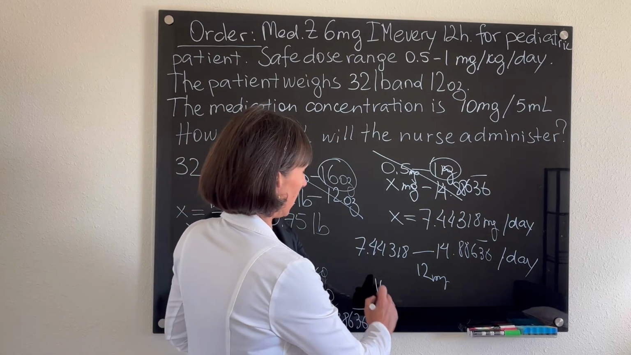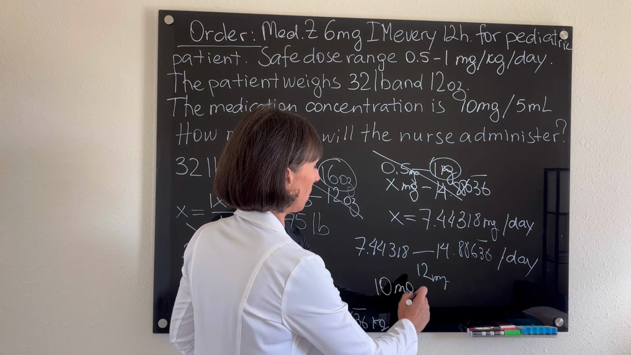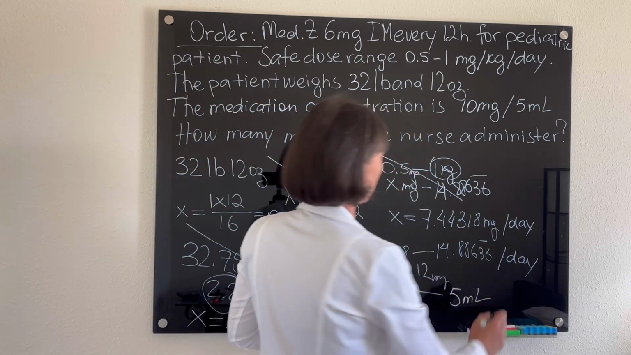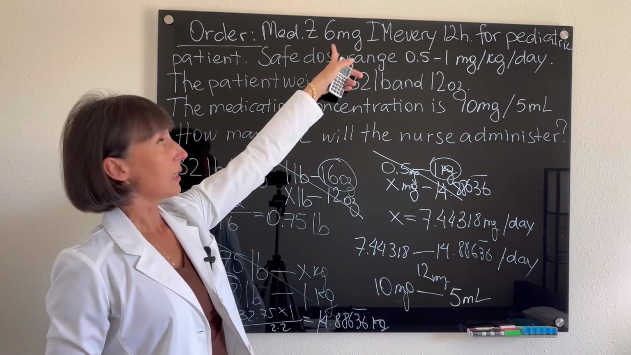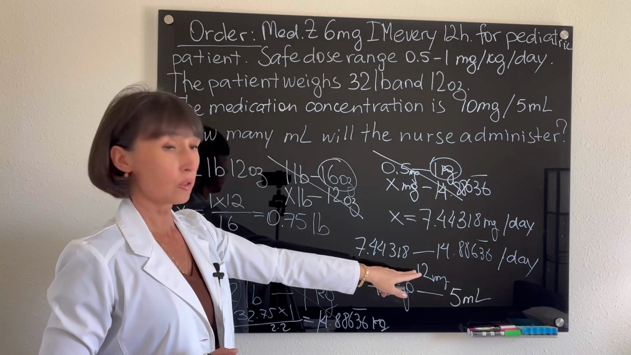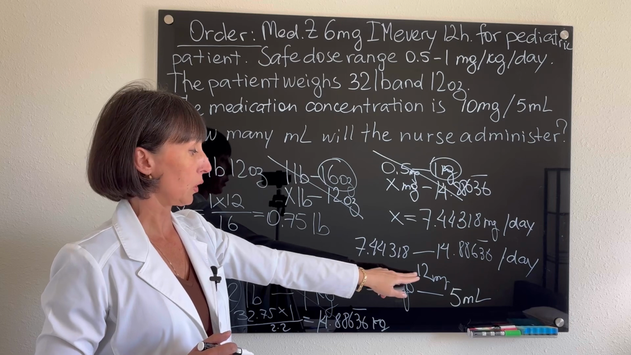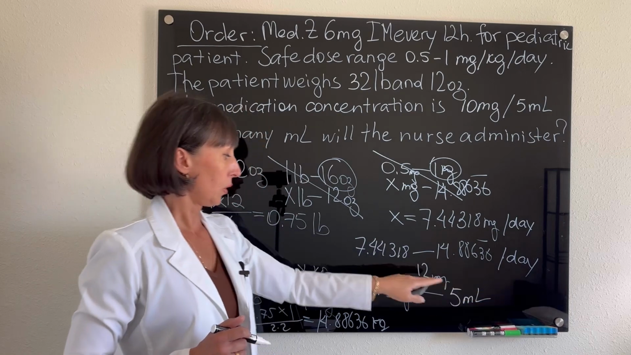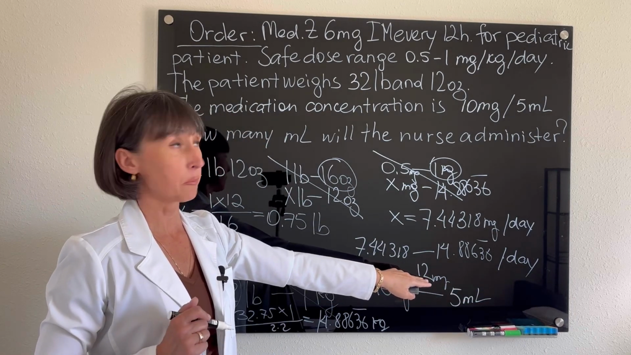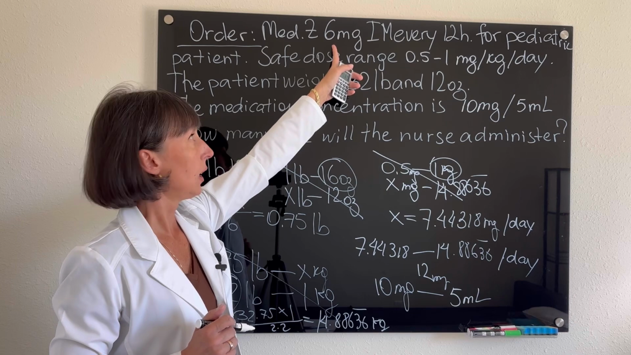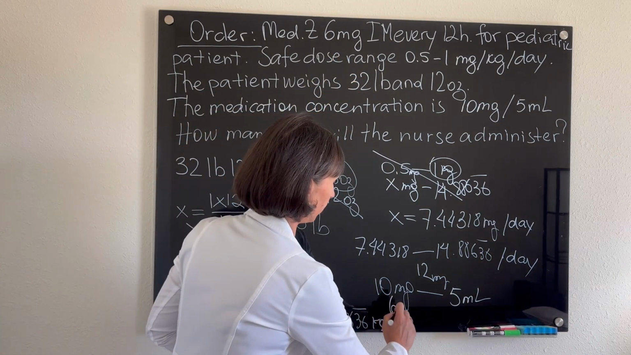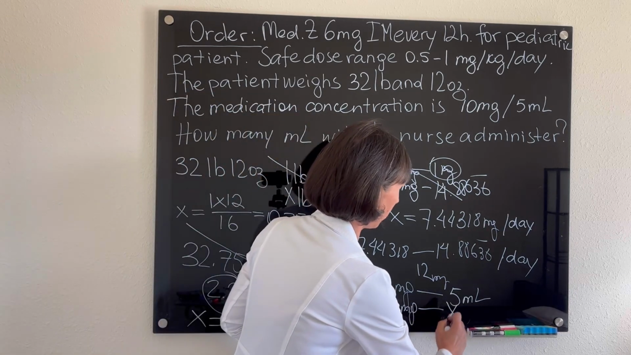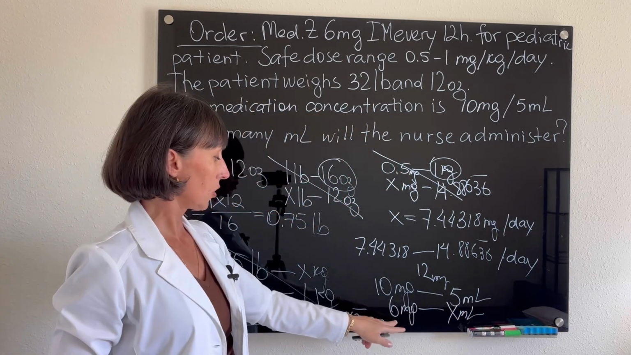And I say 10 milligram is 5 milliliters. That's what's given to me. My dose is 6 milligram. Don't you take 12 milligram, because we only got that to compare it to a daily amount, right? So in a dose, we're not administering 12 milligram. We're going to administer 6 as ordered. So 6 milligram is X milliliters. I don't know how many milliliters is 6 milligram.